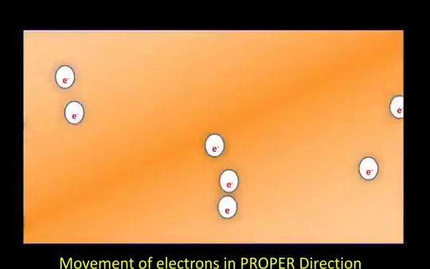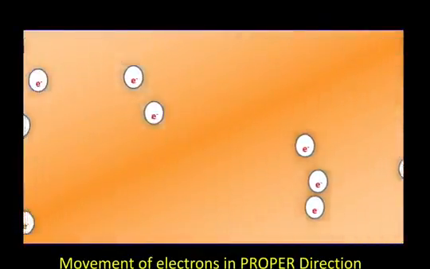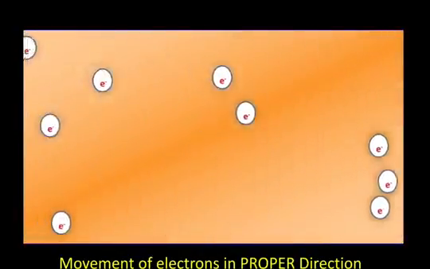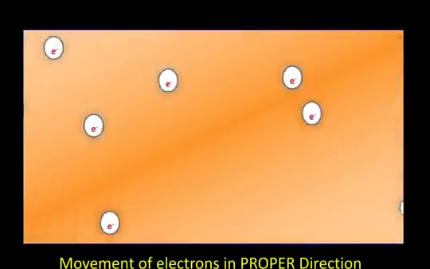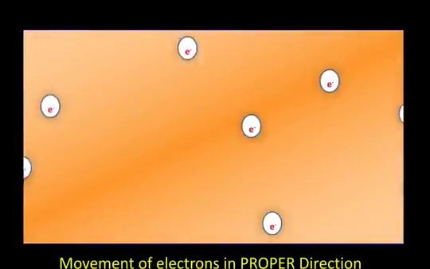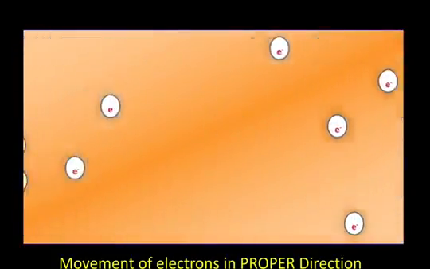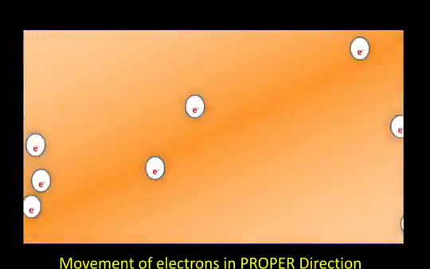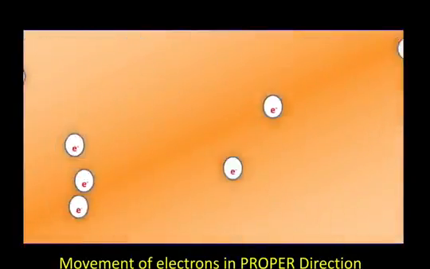To have the movement of electrons in proper direction, we have to provide the voltage. So voltage is very important. That's why the definition of current is the movement of free electrons under the influence of force. Because until and unless we provide the force, there won't be any movement of electrons in proper direction.